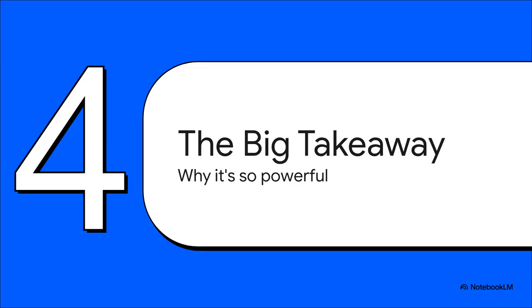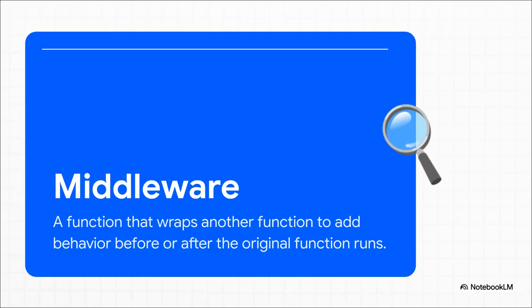Okay, so that's how it works. But the bigger question is, why is this so important? Why is this pattern such a big deal in web development? And here's the big takeaway. Middleware lets you separate your concerns. Think about it. Your main handler, the VIP, should only have to worry about its one job. It shouldn't care about logging or authentication or anything else. The middleware takes care of all that other stuff. This keeps your code incredibly clean, easy to test, and super reusable.